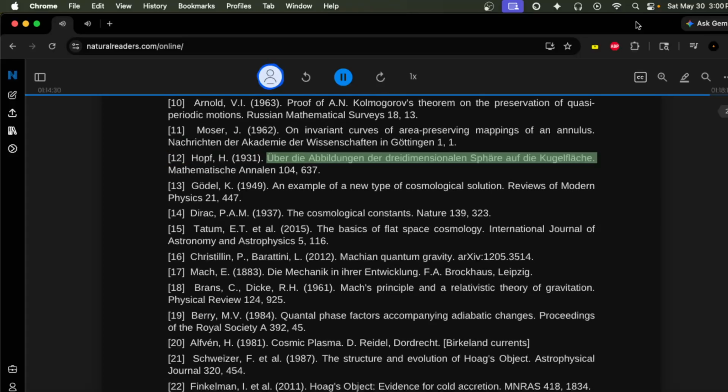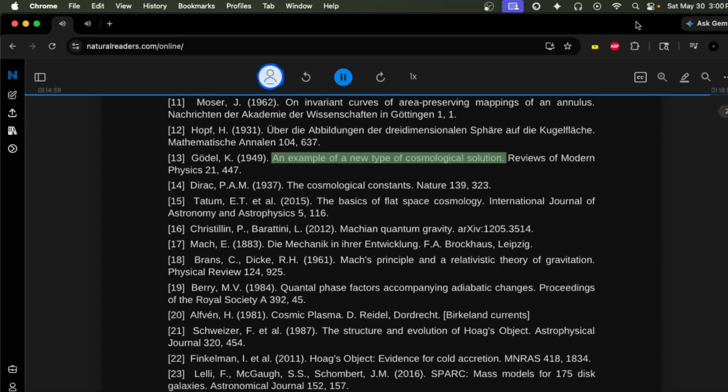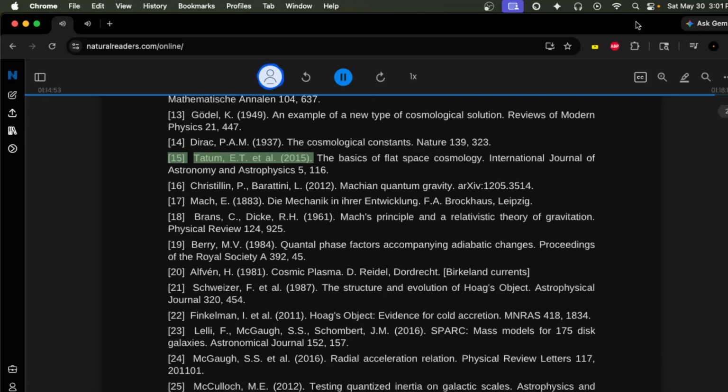Hopf, H. Über die Abbildungen der dreidimensionalen Sphäre auf die Kugelfläche. Mathematische Annalen 104, 637. Gödel, K. An example of a new type of cosmological solution. Reviews of Modern Physics 21, 447. Dirac, P.A.M. The Cosmological Constants. Nature 139, 323. Tatum, E.T. et al. The Basics of Flat Space Cosmology. International Journal of Astronomy and Astrophysics 5, 116.